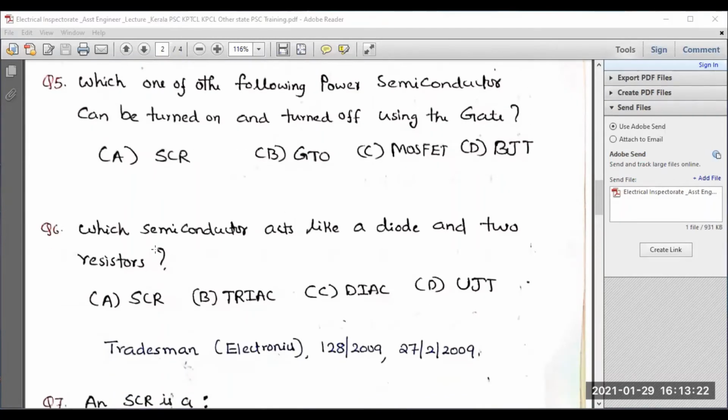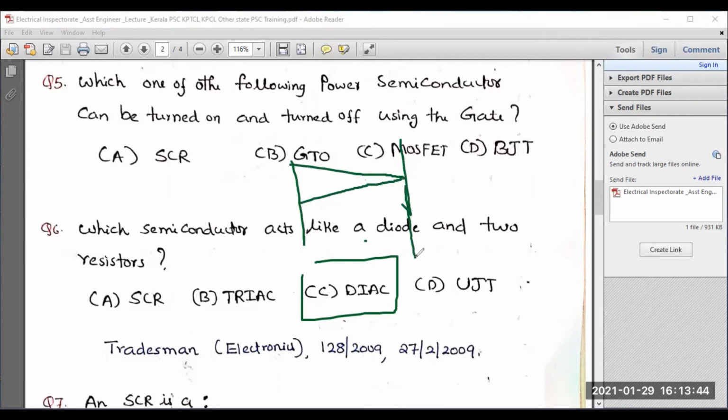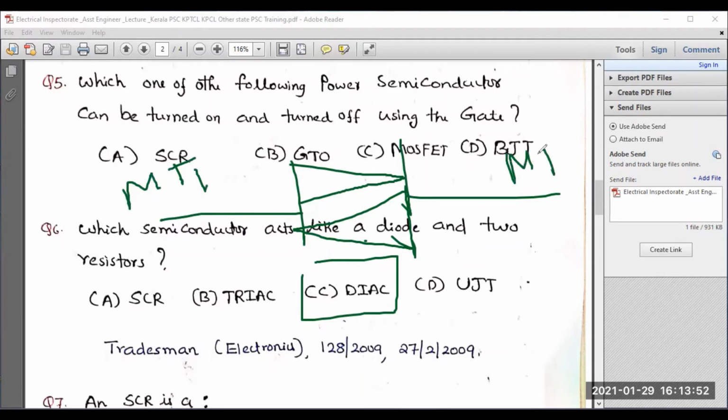Question number 6. Which semiconductor acts like a diode and two resistors? SCR, triac, diac, UJT. Actually, diode for alternating current, diac, that will act as that. It is just like an anti-parallel connection of two diodes. So you can draw like this. One diode I have connected, and this is another diode. This is called a diac. It has two terminals, main terminal 1 and main terminal 2.